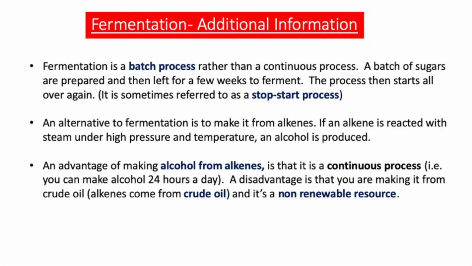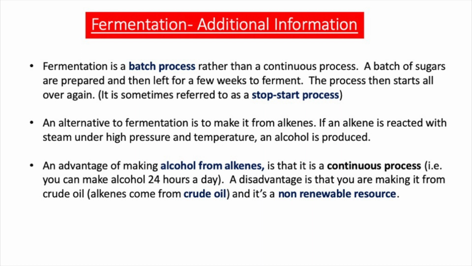Now, fermentation is a batch process rather than a continuous process. And in a batch process, we have a sample of sugars, a batch of sugars, that are fermented in the right conditions with yeast, a temperature around about 30 degrees C, an absence of oxygen, a pH between 4 to 7, and they're left to ferment over the few weeks. And once they've fermented and made our alcohol, the process then starts all over again. So it's a stop-start process.